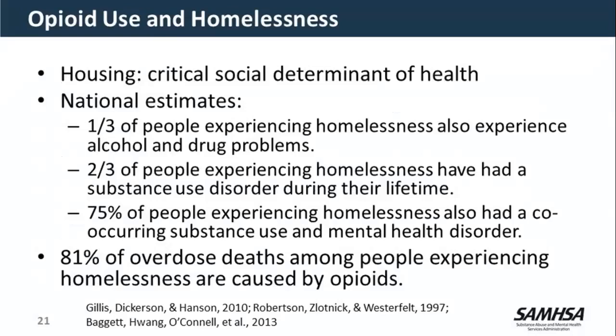And finally, we're going to look at just briefly at homelessness as an aspect of thinking about recovery amidst the opioid epidemic. And housing is a critical social determinant of health. A person's ability to be housed is directly linked to recovery and wellness outcomes. What we see nationally is that about one-third of people experiencing homelessness also report having an alcohol or drug problem. Two-thirds of people experiencing homelessness have had more of an official substance use disorder during their lifetime.